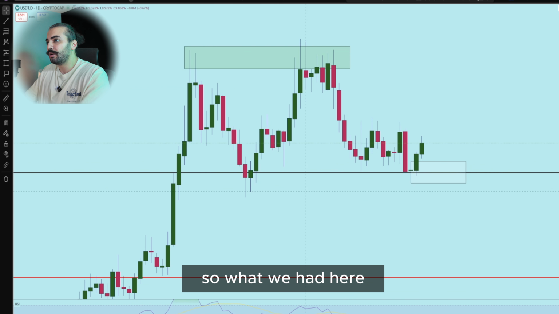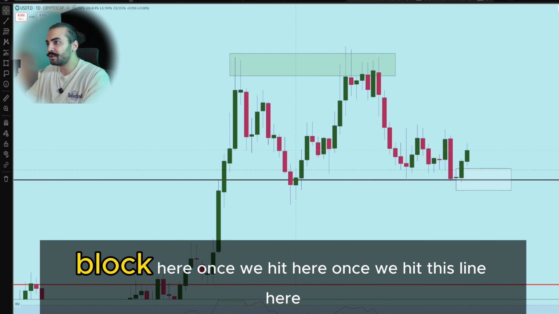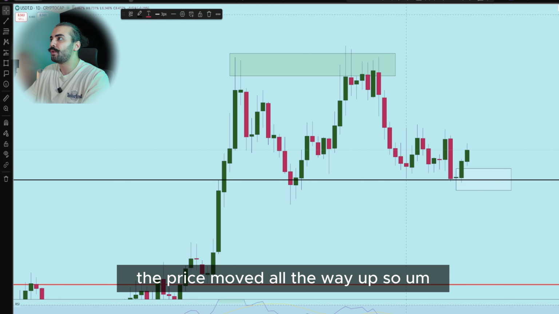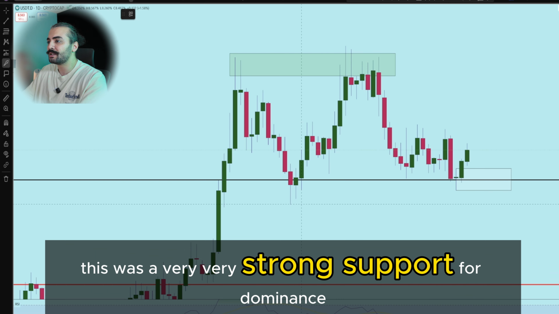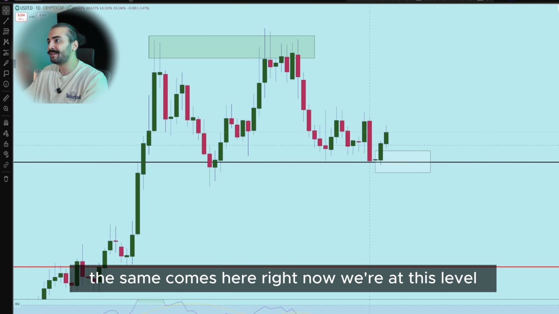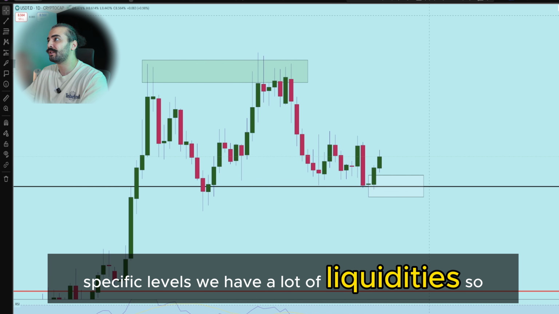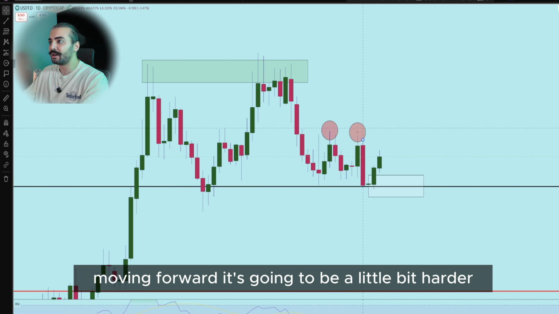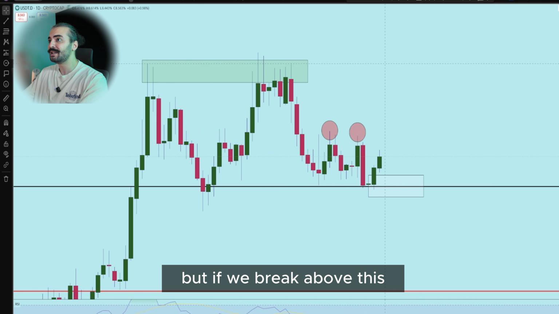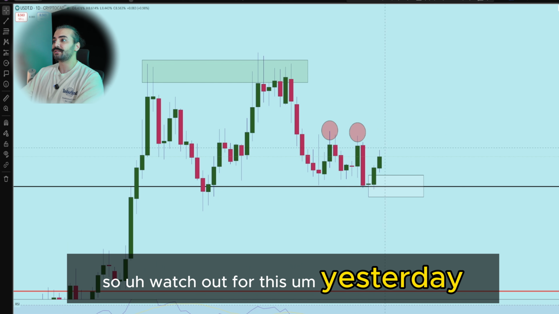The previous video was really important. So what we had here, if you remember, we had this huge order block here. Once we hit this line here, the price moved all the way up. So this was a very, very strong support for dominance. The same comes here. Right now we're at this level. But the difference is that right now at these two specific levels, we have a lot of liquidity. So moving forward, it's going to be a little bit harder, but if we break above this, definitely the next target is going to be 9.2. So watch out for this.